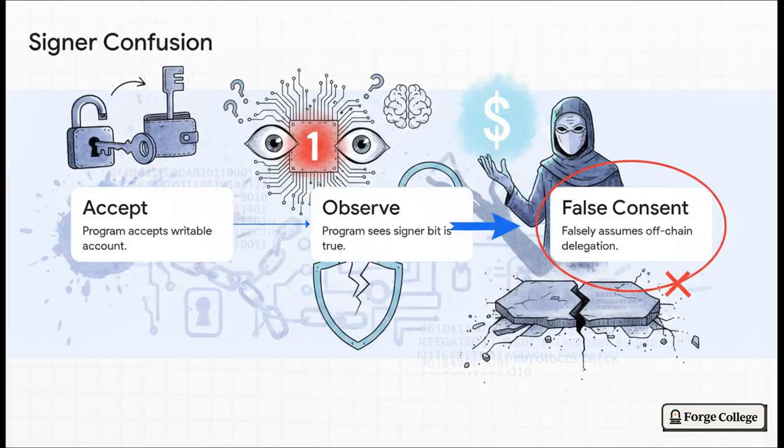Exploit 2 is signer bit confusion. Say your program accepts a writable account, and you notice the signer bit is set to true on an associated authority account. You might naturally think, great, they signed it, they authorized this action. Danger. No way. You cannot conflate the mere presence of a signer bit with semantic authorization. An attacker can craft a transaction and sign it with a completely different private key just to flip that signer bit to true. If your program doesn't explicitly check which key actually signed it against a protocol-level delegation record, you've just been tricked into accepting false consent.